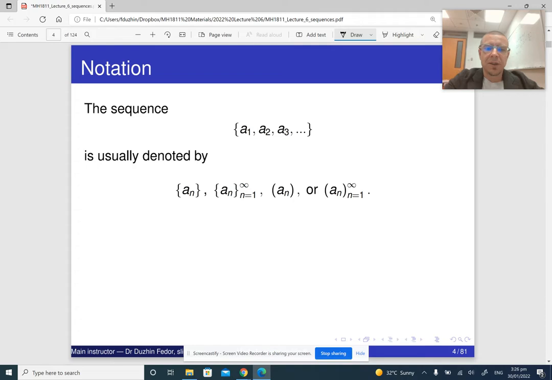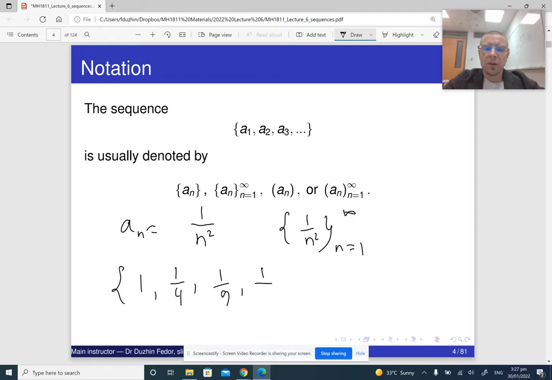But for example, let's say our sequence AN is, as an example, 1 over n squared, right? So we can write it like this. We can write it like 1 over n squared by n from 1 to infinity. Or we can write it as a list, like 1, 1 quarter, 1 ninth, 1 16th. Well, here the pattern is clear, right? So we could just do it like this.